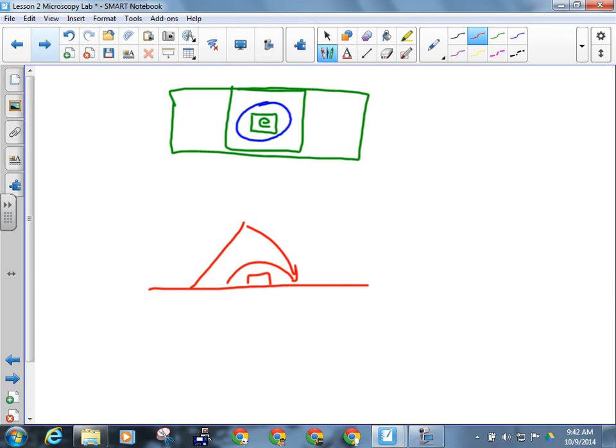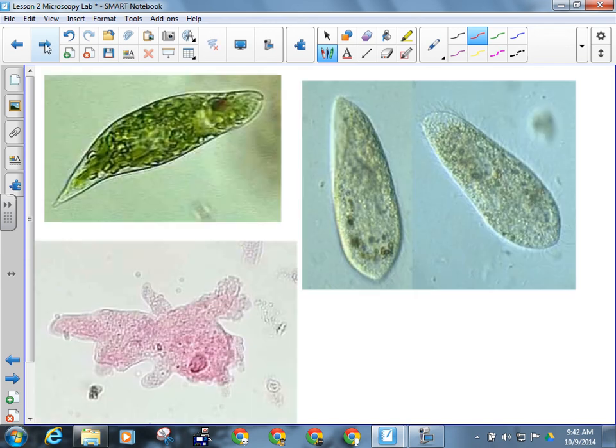I'll review that again on Thursday of next week when we do this, but that's how you make a wet mount. Again, these are the specimens we're going to be looking at. This is your euglena up here. This is your amoeba. And this is your paramecium. So they all look a bit different.